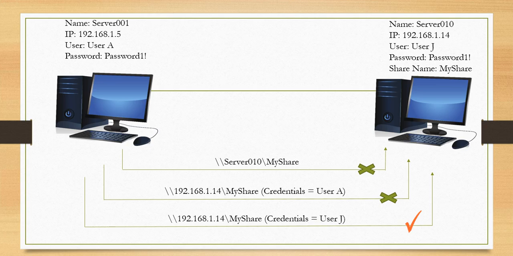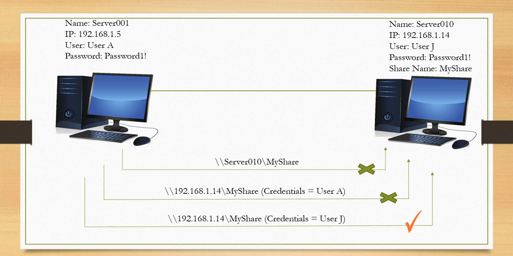The answer is no. Why? Server 010 does not know anything about server 001 with respect to name and vice versa. Neither does server 001 know anything about server 010 on the network. What they know is the binary, that is 0 and 1. So 192.168.1.5 knows about 1.14 and vice versa, but they do not know anything about the name of the machine. So the first request will be denied for sure.